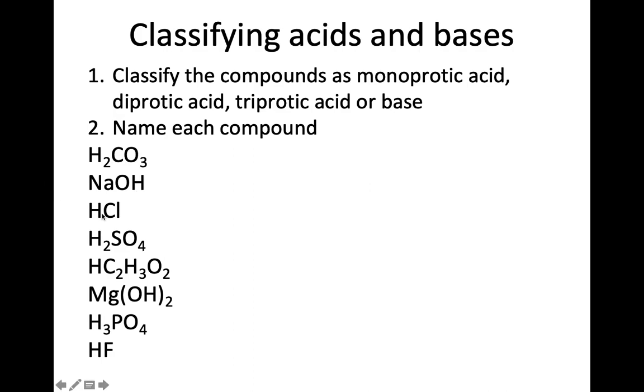This starts with an H. Is an acid. There's one of them, monoprotic. This one has 2, diprotic. This one has 1, monoprotic. This is vinegar, by the way. This one, OH, it's a base. This one, 3 H's, is triprotic. HF, monoprotic. Is it hard? No. Do you need to know it?